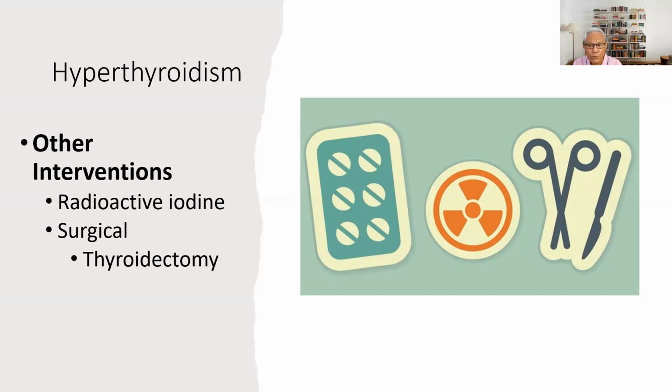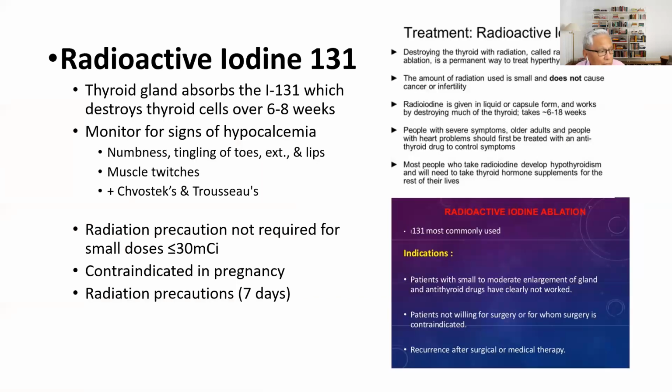And the other treatment would be to remove the thyroid gland. So when we remove the thyroid gland, there's no more production of T3 and T4. But what does that mean, though? It means that the patient would have to be on lifelong therapy with Synthroid or levothyroxine, because you now don't have any thyroid hormones. So let's go to radioactive iodine, I-131.